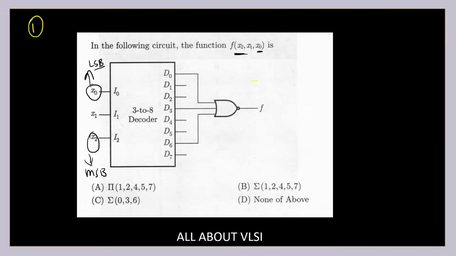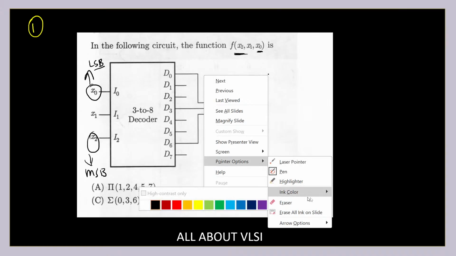So the question is, in the following circuit, what is the function f of x2, x1, x0. They are basically asking what the output is, and they have given a 3 cross 8 decoder with inputs x0, x1, x2, where x2 is MSB and x0 is LSB. That's it. Simple question. Okay, let me also solve it parallelly. Let's see what the answer is.